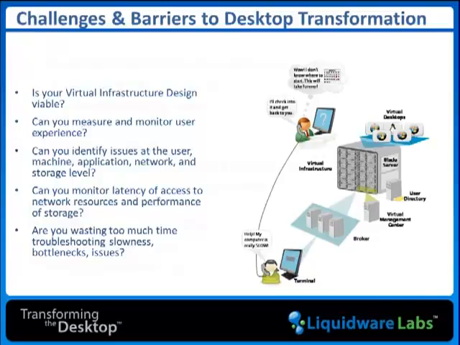Next, can you identify issues at the user, machine, application, network, and storage level? Now, these are the five main areas of VDI that we're going to highlight a little bit later that correspond to the five areas inside of VDI that are most notorious for causing issues, slowness, bottlenecks, and problems. Next, can you monitor latency of access to network resources and performance of storage? Now, the network is one of those big five pieces that we just discussed a second ago, and those are very important for a number of reasons that we're going to talk about a little bit later.